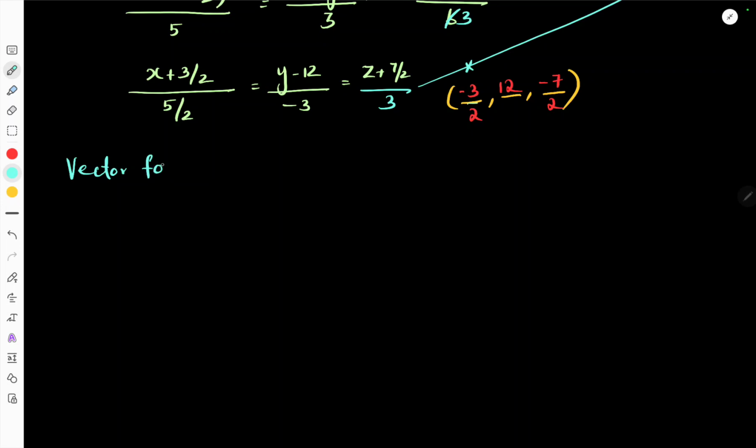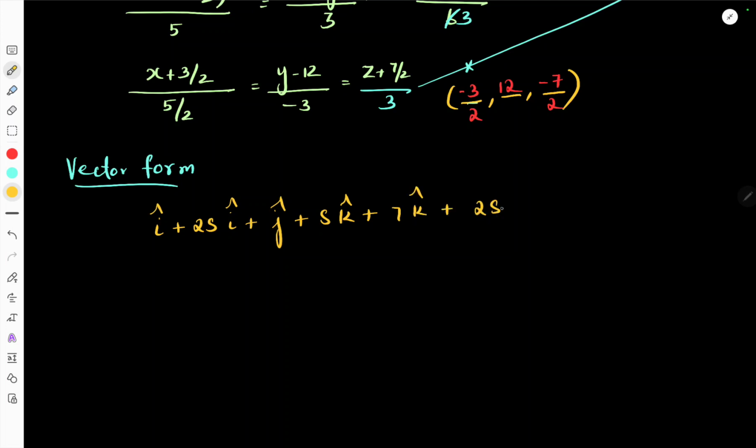From the vector form, suppose some line equation is given as i cap plus 2s i cap plus j cap plus s k cap plus 7 k cap plus 2s j cap. Suppose it is like this, so we have to just separate the s term separately.